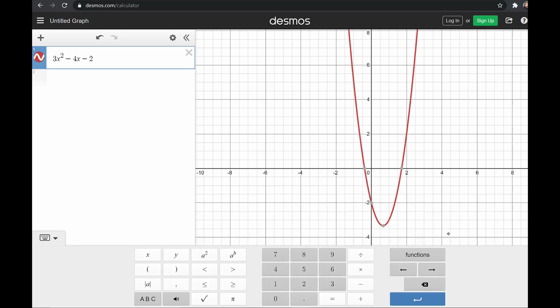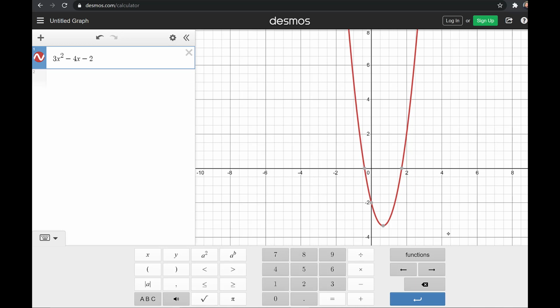Okay, so there's our graph of 3x squared minus 4x minus 2. Now again, Desmos.com is a free online graphing calculator. It'll make your life really easy for right now until we can get you guys an Inspire. But you can see on the graph right here is the lowest point of the graph, and that's going to be that relative minimum value.